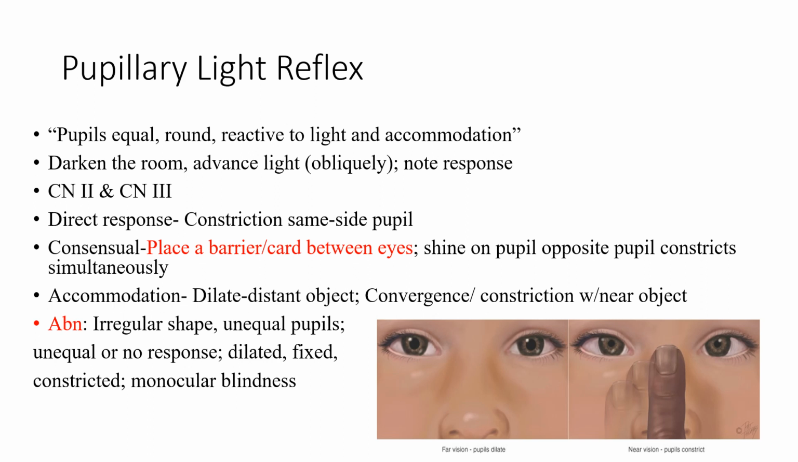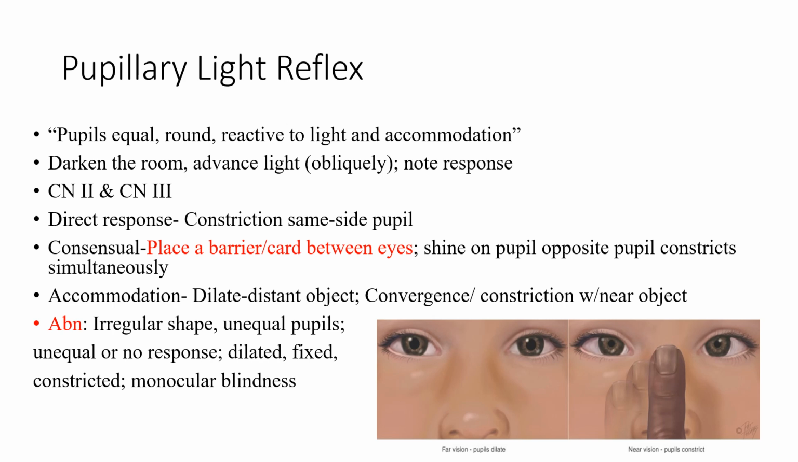We darken the room somewhat because as we shine our penlight in somebody's eye, there has to be enough light difference to be able to see the pupils constrict, whether it be brisk or sluggish, etc. And we're assessing cranial nerves 2 and 3, the optic and oculomotor. So again, you need to be familiar with direct response and consensual. You can place a barrier between the eyes, a hand or a card or something, so you can see the difference in the eyes.